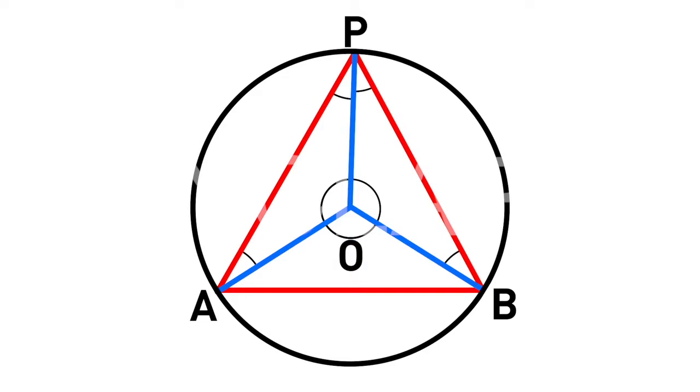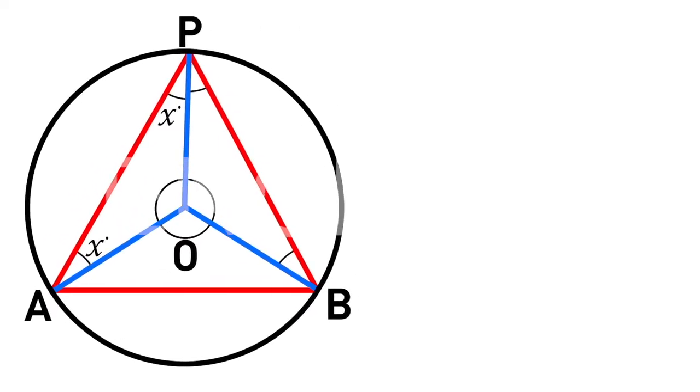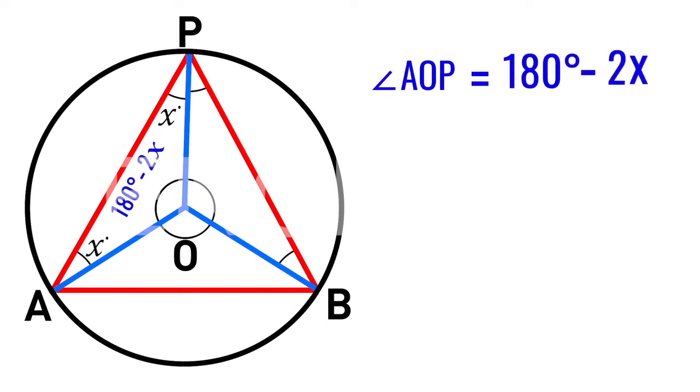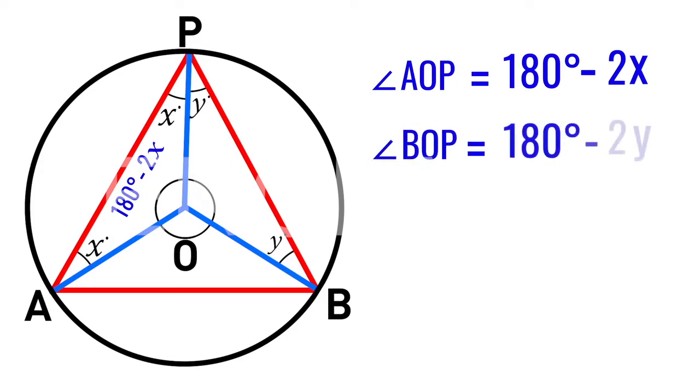Now assume the angle APO as x degree. If angle APO is x degree, then angle PAO will also be x degree, as the triangle APO is an isosceles triangle. So the angle AOP will be 180 minus 2x. Similarly, in triangle BOP, if angle BPO is y degree, then angle PBO will also be y degree. From this, angle BOP will be 180 minus 2y degree.